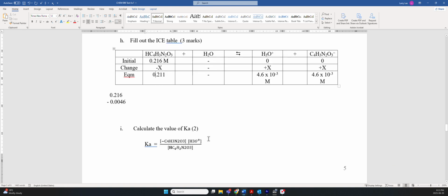So now when we put in these values, 4.6 times 10 to the minus 3 squared divided by 0.211, this is 1.0 times 10 to the minus 4.